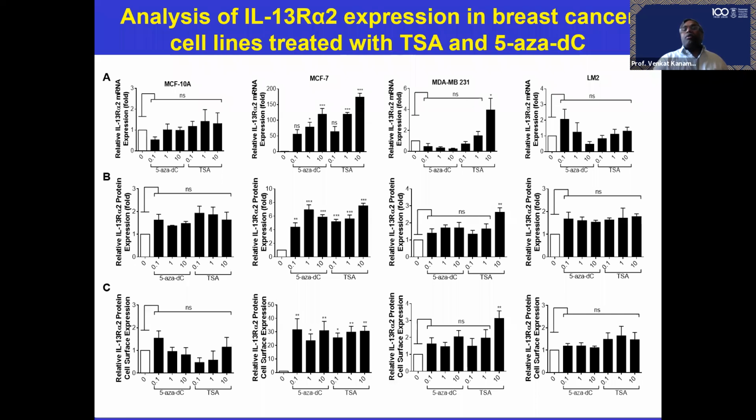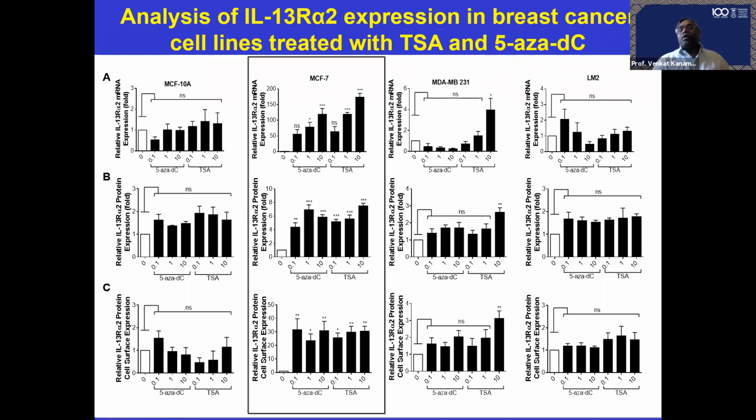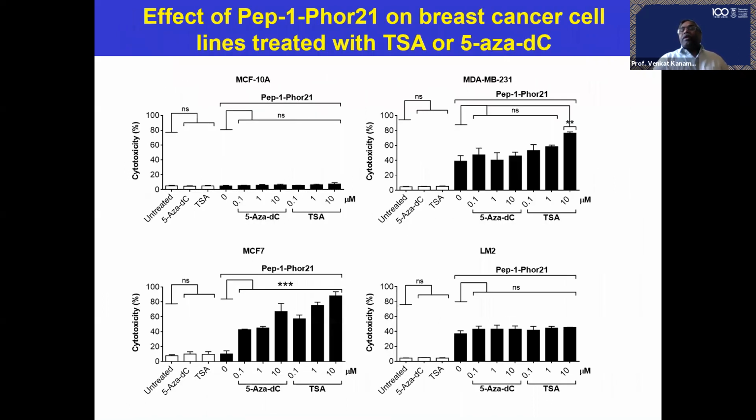And MCF7, because it has low expression, we looked at whether we can increase the expression by using epigenetic drugs, which are trichostatin A and azacitidine, which are known to increase expression of certain types of genes. As you can see, in MCF7, we saw an upregulation of IL-13 receptor alpha-2. And because of that, we see an increase in the sensitivity of MCF7 cells to this peptide when we treated these cells with epigenetic drugs, TSA or azacitidine.